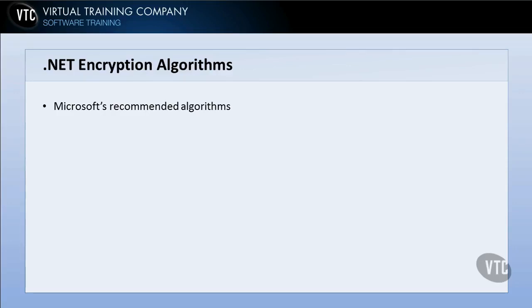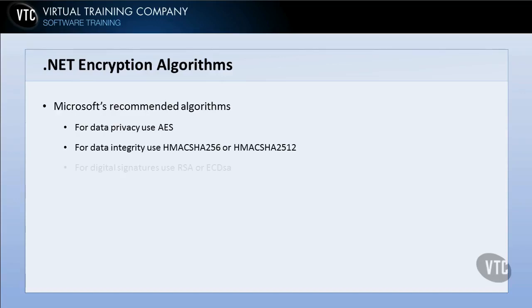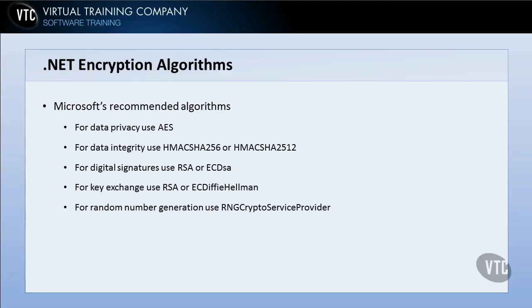For data privacy, use AES. For data integrity, use HMAC SHA-256 or 512. Keep in mind, what we're looking at here is basically hashes. For digital signatures, use RSA or ECDSA. For key exchange, use RSA or ECDiffieHellman. And for random number generation, use RNGCryptoServiceProvider.